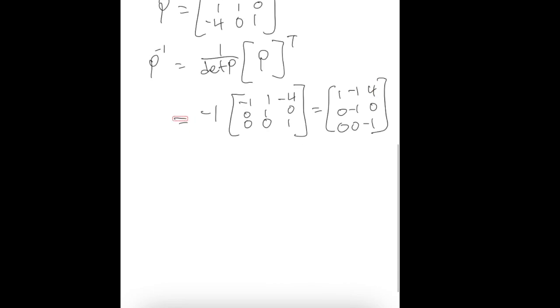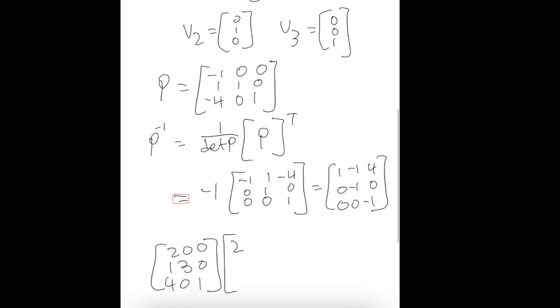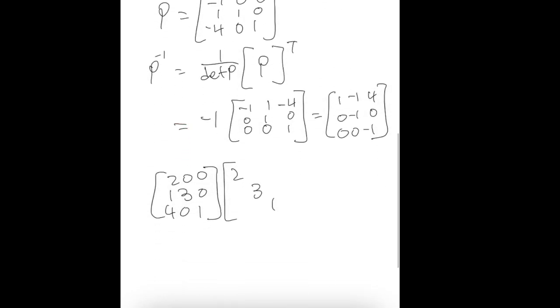All right, and that's what we have. So our A, 2, 0, 0, 1, 3, 0, 4, 0, 1, equals P times D, which is just the diagonal entries of all the lambdas. So it's going to be 2, 3, 1, with zeros elsewhere, times the inverse, which is 1, negative 1, 4, 0, negative 1, 0, 0, 0, negative 1.